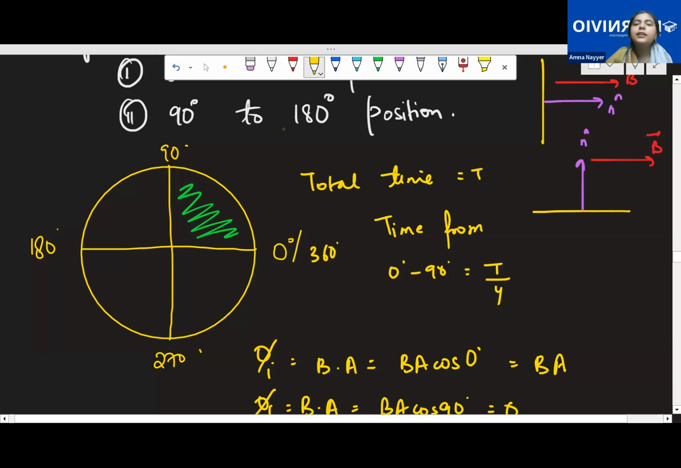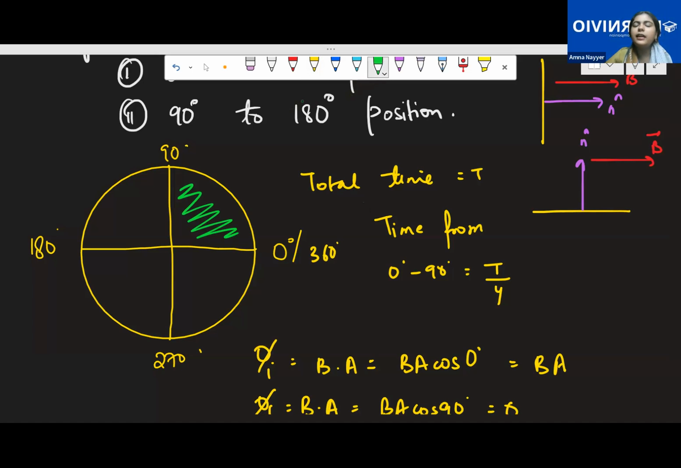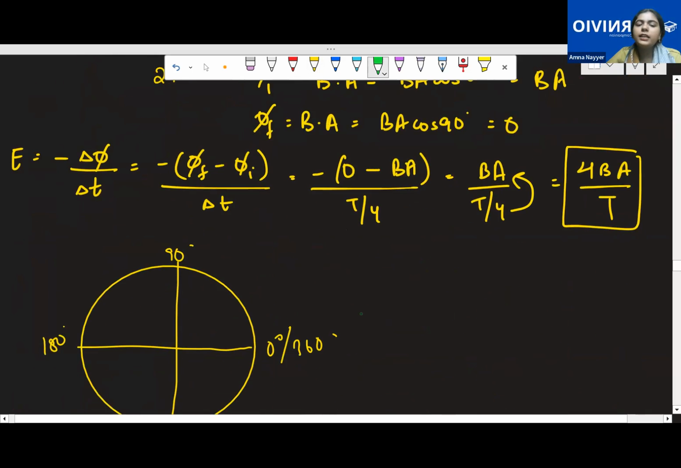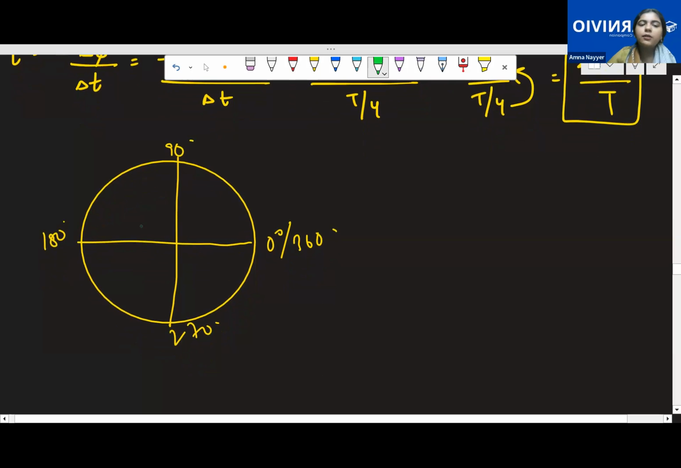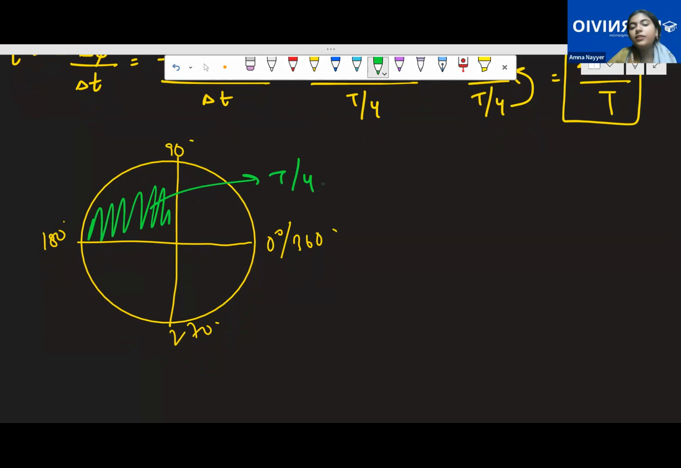90 to 180. See class, why are you getting confused? Treat it like a mathematics question, fraction. 90 degree to 180 degree is also this part. So why are you getting confused? This will also be T by 4 only. It's 1/4. So if it is 0 degree to 180 degree, then Safrina, your answer was right. T by 2. If it is 0 to 270 degree, then 3T by 4. So this way you have to just get the values for the time.